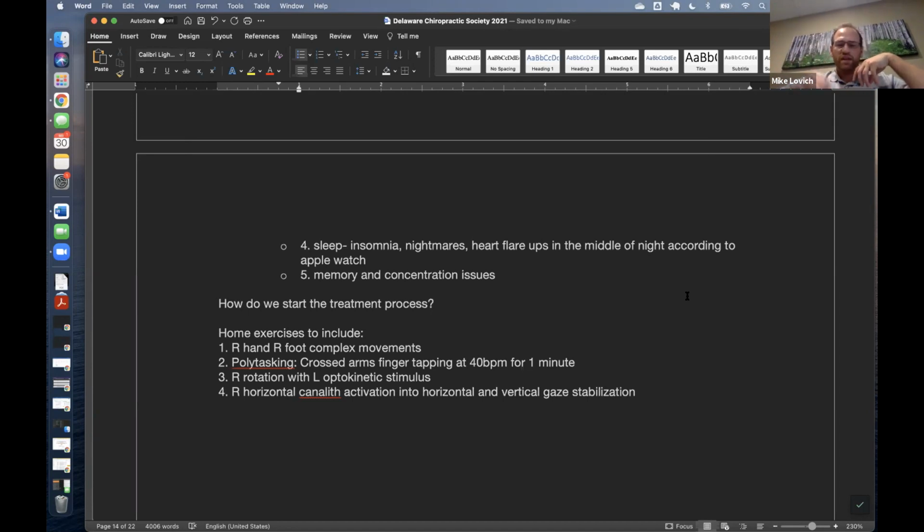Then I'm doing right rotation with a left optokinetic stimulus. It means we're getting right vestibular horizontal activation. And then I'm giving a left optokinetic, which is going to further wind up the midbrain in a controlled way. That's another activation exercise, and then I'm giving a right horizontal canalith activation. So again, same thing, right head turn, slowly back, because we want to get the fluid moving in one direction and not canceling it out. And we do that into horizontal. So 2 passes side to side.